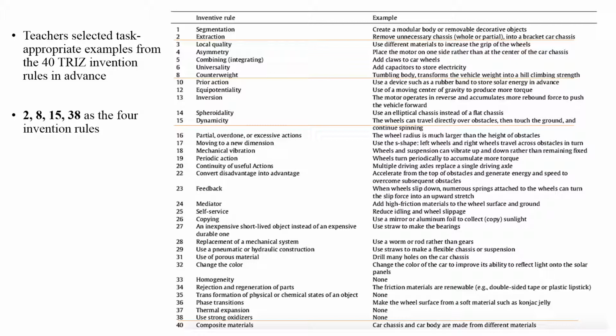Next, dynamicity, which is that the wheels can travel directly over obstacles, then touch the ground and continue spinning. Okay, so something dynamic, some dynamics related to the wheels of the module solar car. It could be very dynamic, it could be changed. They can continue spinning on the ground or something like that to get over obstacles, like a four-wheel drive that pushes through any slippery road or something like that. And number 38 was use strong oxidizers, which is not applicable in this case.